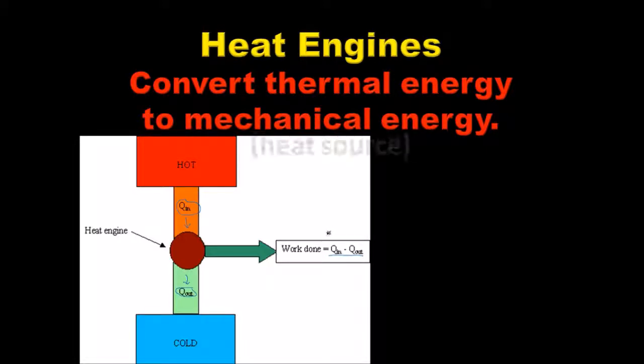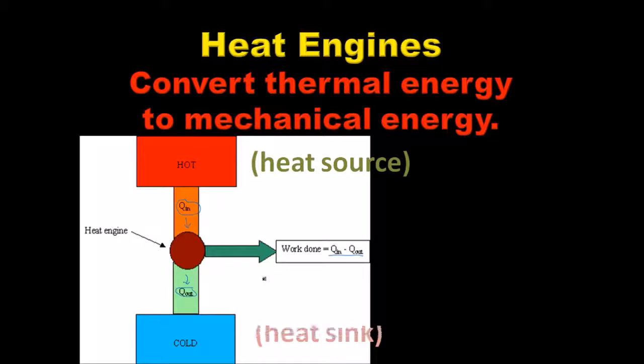That source of heat is called the heat source. Okay, that was pretty easy. The place where the heat is released to, down here where it says cold, and by the way, cold is still hot enough to burn your skin in the case of an automobile engine, is called the heat sink. And so lots of heat comes out of the heat source, some heat goes into the heat sink, and the difference between the two tells you how much work is done by the engine.